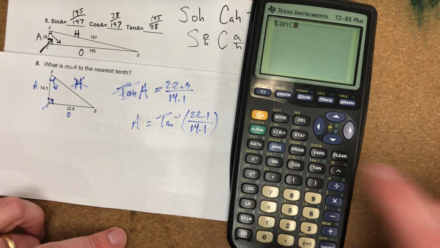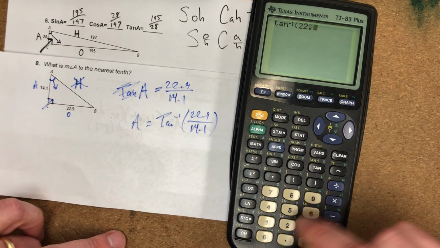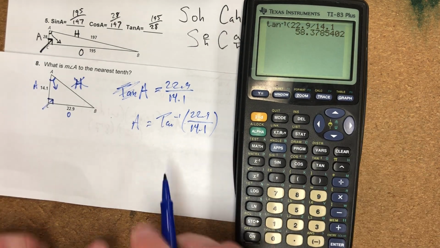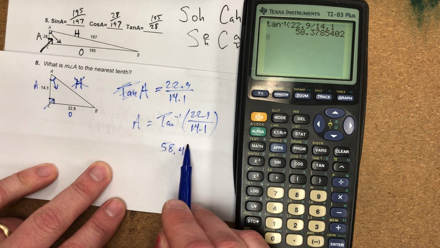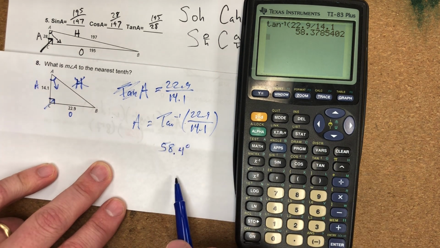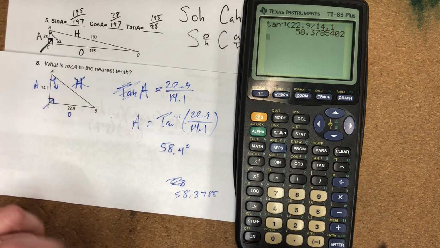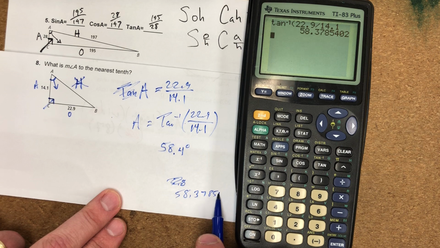So now I can say inverse tangent. So that's not tangent. You push the second and then you push tangent. Inverse tangent of 22.9 over 14.1. And I get, it's a 58-degree angle. So let's say 58.4 degrees. Remember, it says 58.3785. Whatever decimal you stop at, yeah, there's a 4 there.